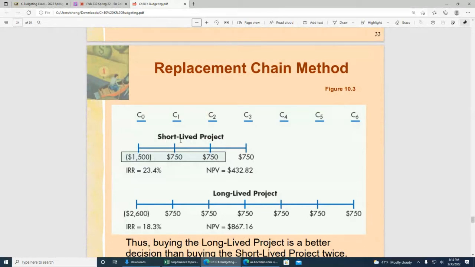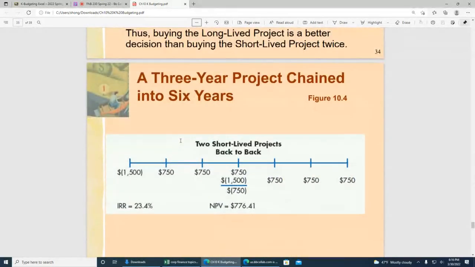And this is basically what we know, but you need to understand this will need to be repeated at this point, right? If you're duplicating this project, this initial investment will need to be made here as well, right? So then, net cash flow at the end of year 3 or beginning of year 4 will be negative 750.